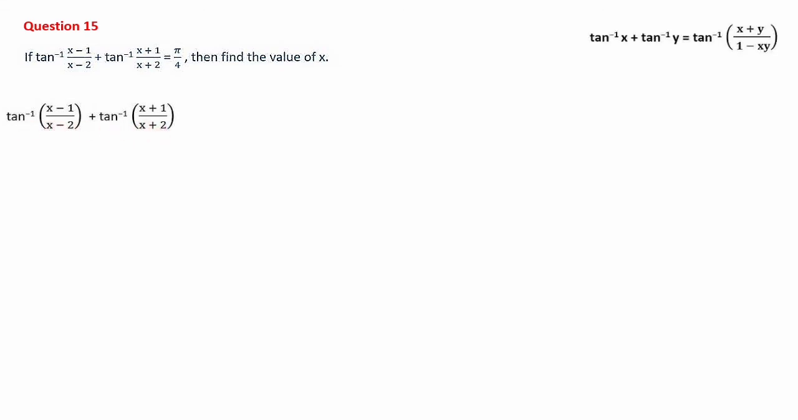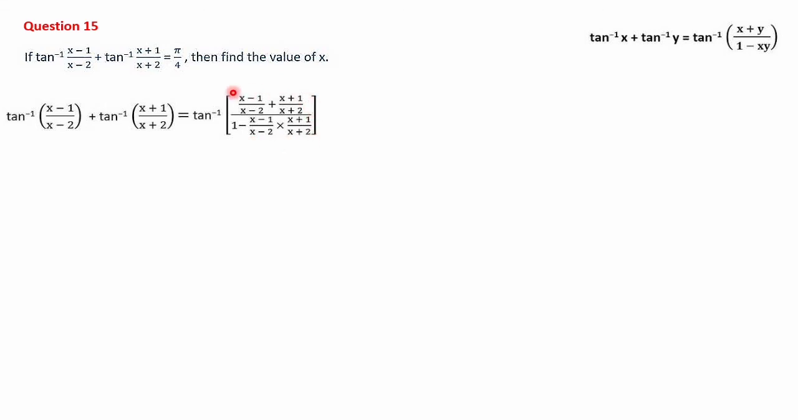By using the formula tan inverse x plus tan inverse y is equal to tan inverse of x plus y by 1 minus xy. Here x is this term and y is this term. So the calculation will be a little difficult here. You need to take utmost care. That is tan inverse of x plus y, that is x minus 1 by x minus 2 plus x plus 1 by x plus 2, that is the sum, divided by 1 minus the product, that is 1 minus x minus 1 by x minus 2 into x plus 1 by x plus 2, we have substituted here.